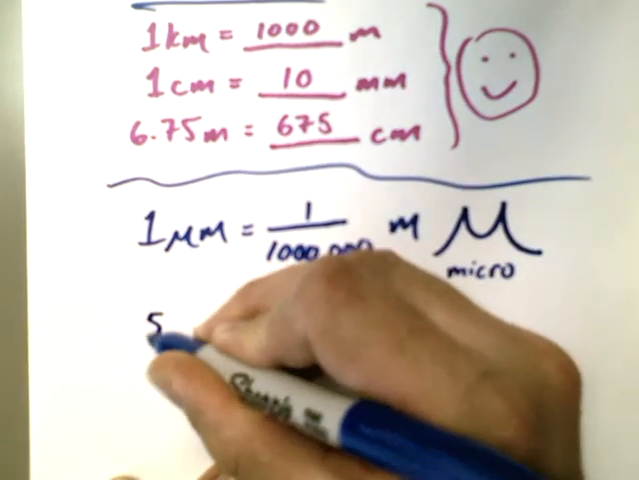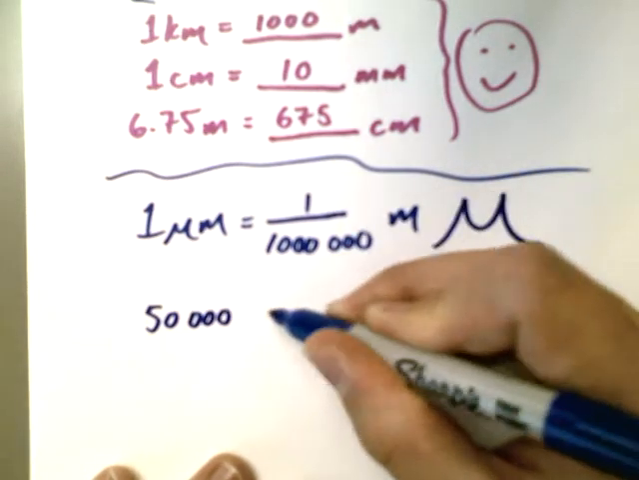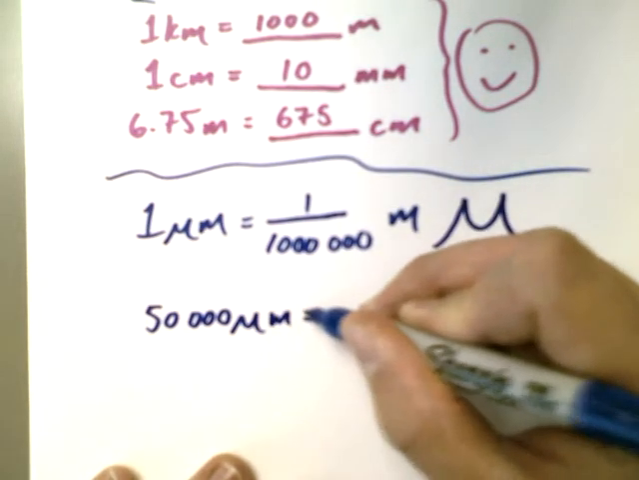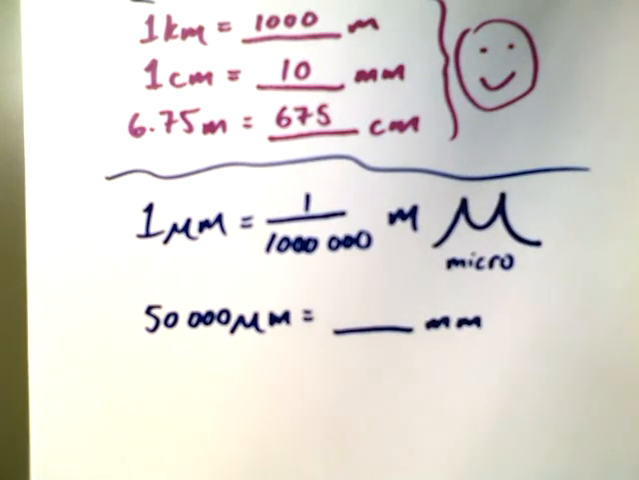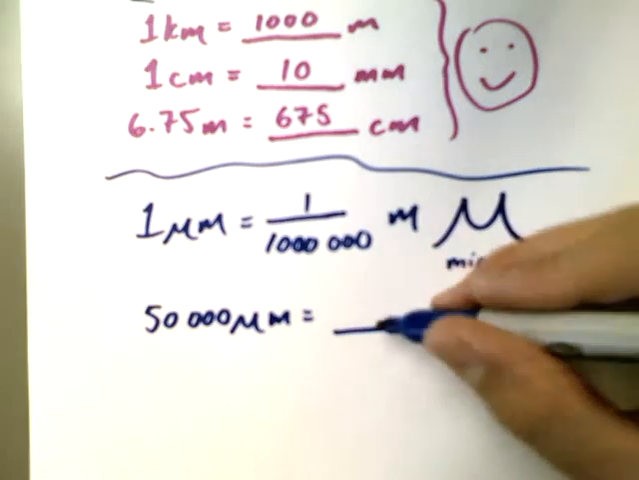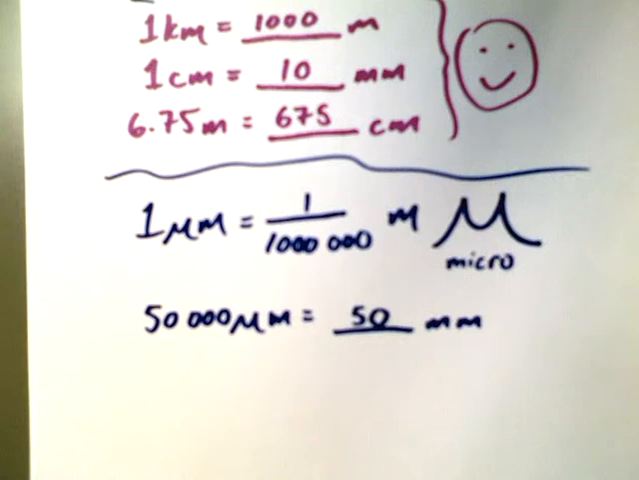All right, so let's try one that has micrometers. 50,000 micrometers is equal to how many millimeters? This is easy. 50,000 micrometers is how many millimeters? Yes, sir. 5,000. No. 50. Yeah, 50. There are 1,000 micrometers in 1 millimeter. So 50,000 micrometers is 50 millimeters.